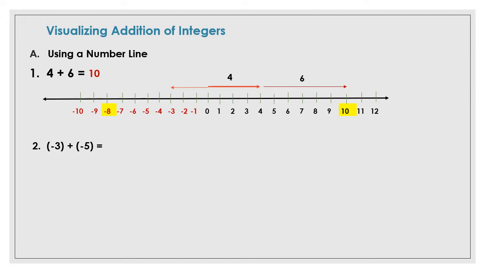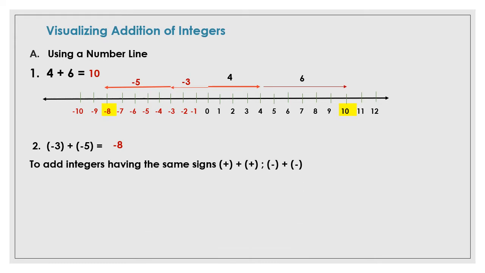Next, we have negative 3 plus negative 5. From 0, we move 3 units to the left. Then plus negative 5. So from negative 3, we move 5 units to the left. And we have reached negative 8. So to add integers having the same signs, we get the sum and copy the common sign.